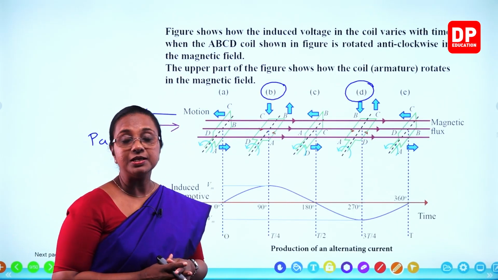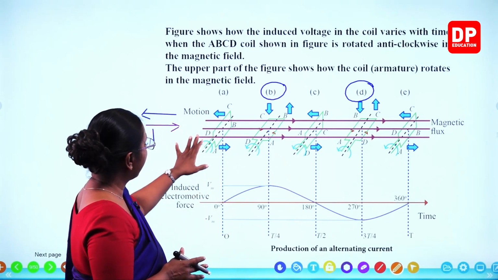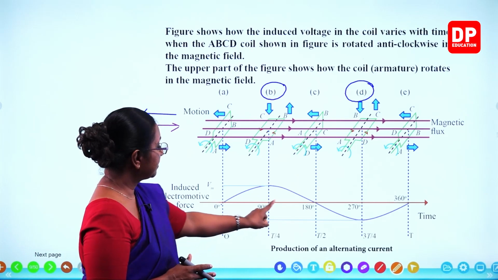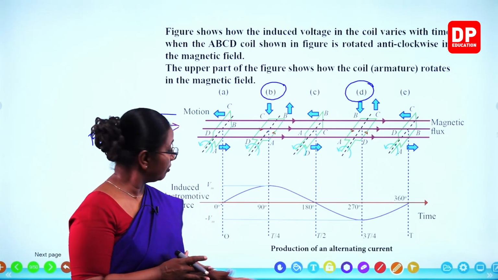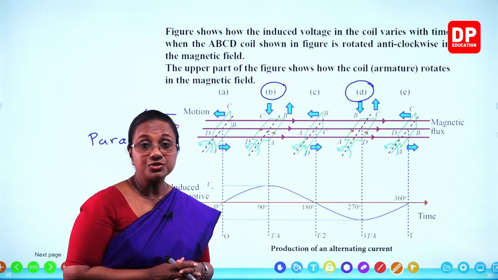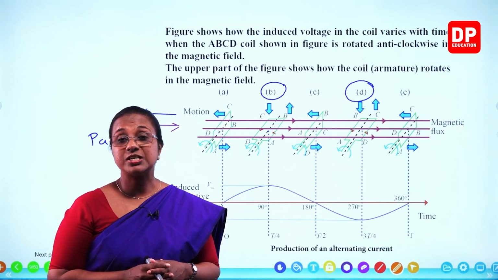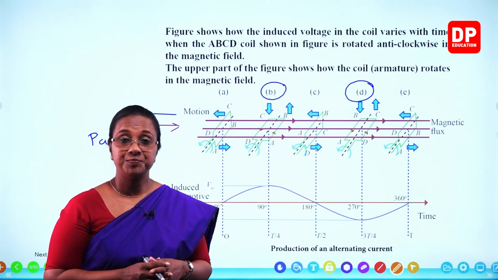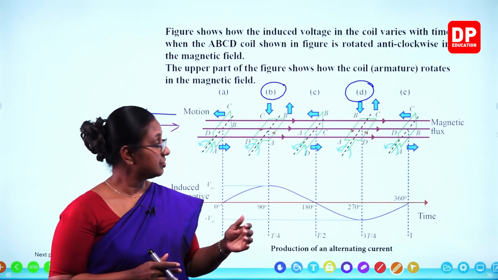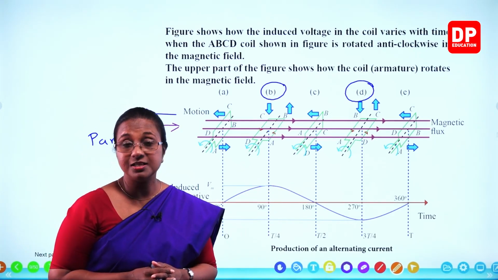This is what we were discussing. So you have to remember the positions of the coil and why in certain positions the potential is 0 and in others it has potential maximum. Induced electromotive force. So the dynamo produces alternating current. Is that clear, students? So with that, I'll move on to the next slide where the discussion is continued.